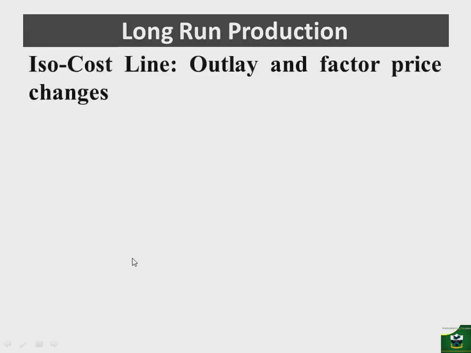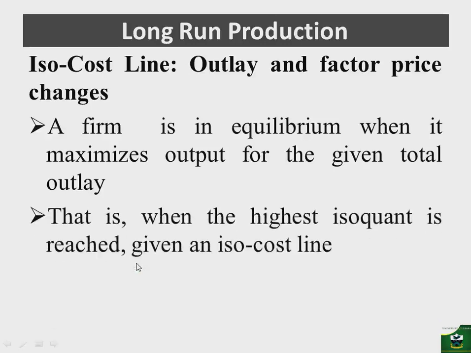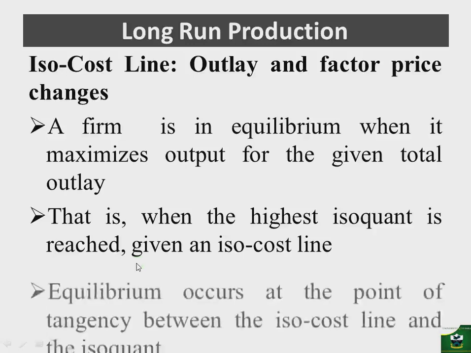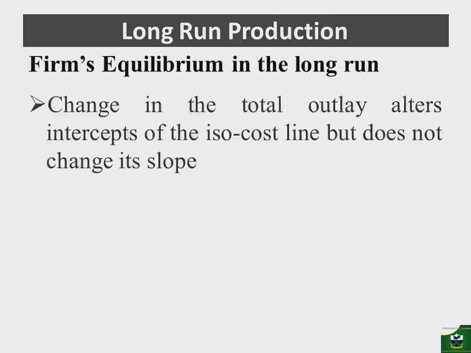Okay, so now let's look at the changes in the outlay as well as the factor prices. Now, a firm is in equilibrium when it maximizes output for the given total outlay. Given the total cost, the firm must reach the highest isoquant and be able to maximize output. In other words, the firm will only maximize output if the isocost line and the isoquant are tangent to each other.